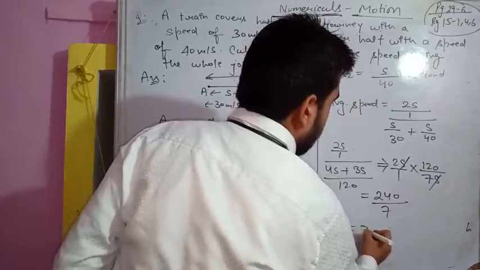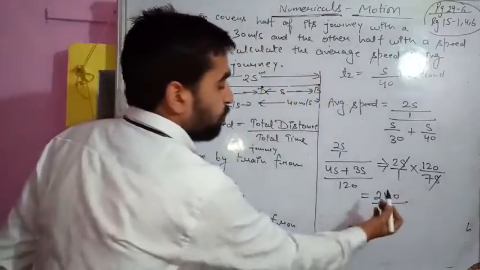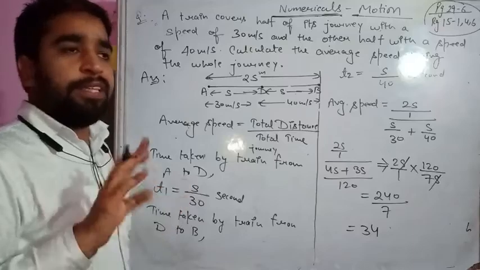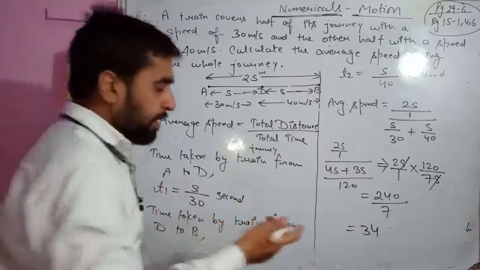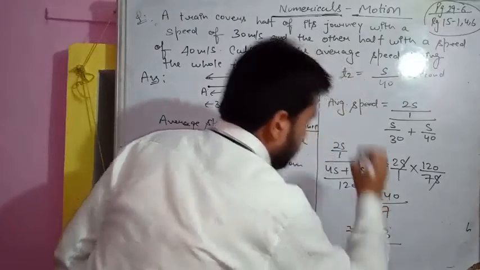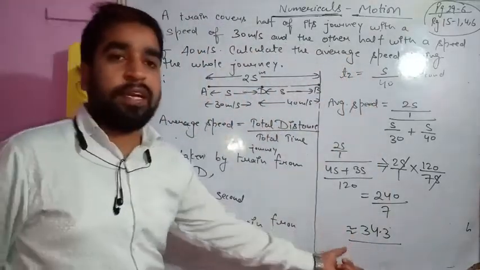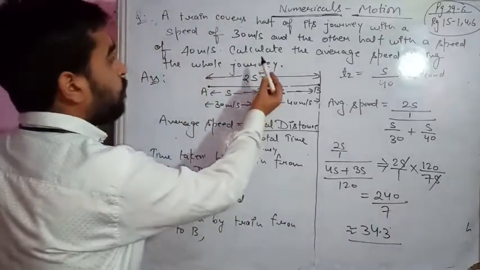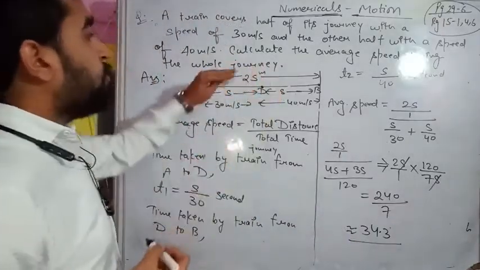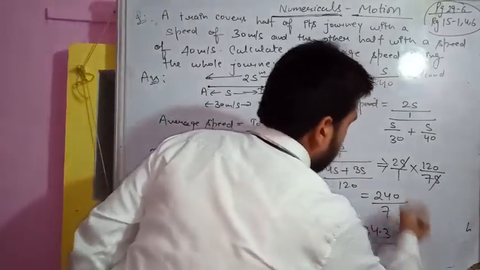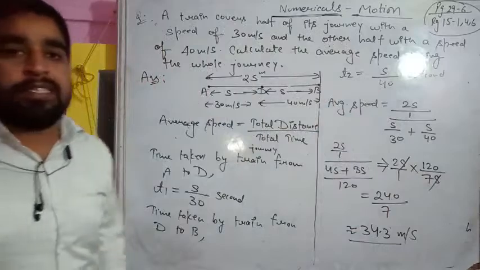So divide this. 7 3s are 21, 3 moves there. 7 4s are 28, 2 is there. 7 3s are 21. It's a little greater, so we can take this much as approximation, that is allowed. So 34.3. In which unit is this answer? We should be well aware of the unit in which it was given to us, meter per second. So average speed is 34.3 meter per second.